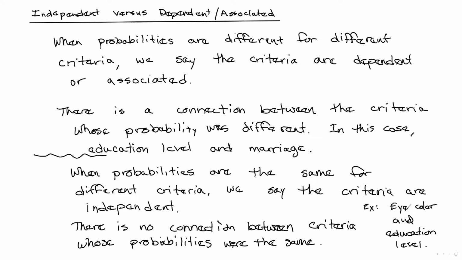The example you'd need for eye color to be dependent would probably be to look at a parent's eye color, right? So if you had the probability of finding someone had blue eyes, given that one of their parents had blue eyes, then suddenly you would expect that to be dependent. You would expect there to be a connection between those two criteria, but there's clearly no connection between eye color and education level.